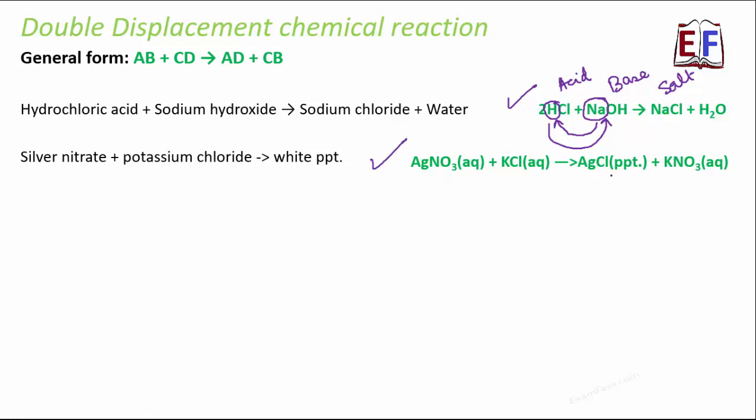Similarly, let's look at the second example. AgNO3 plus KCl gives AgCl plus KNO3. In this case, these are both in solution form. So two solutions combine together to form an insoluble solid, that is the precipitate. This is white in color, so we get a white precipitate as a result of this reaction. But here also we see that the potassium and the silver exchange their position. Potassium comes here to form KNO3, silver goes here to form AgCl. So this is double displacement again. So what we understand is that precipitation reactions and acid-base reactions are also double displacement reactions.